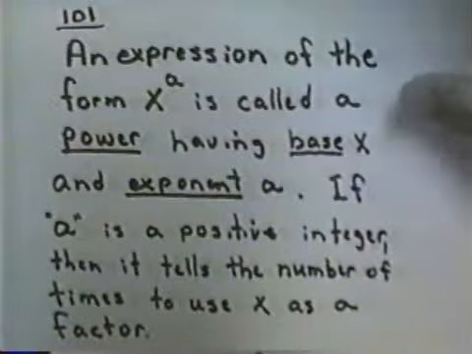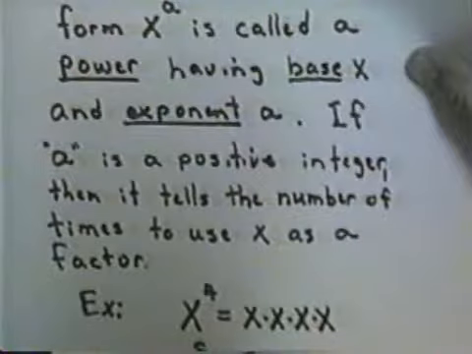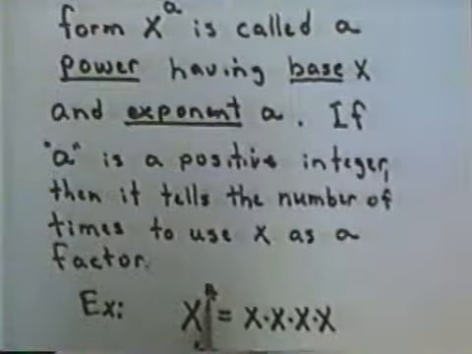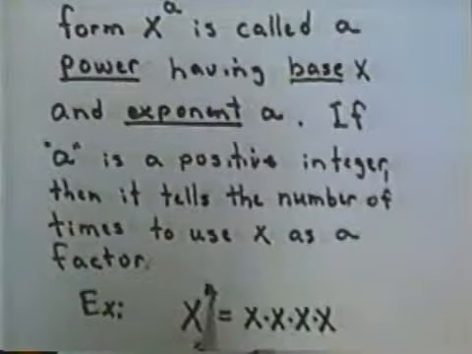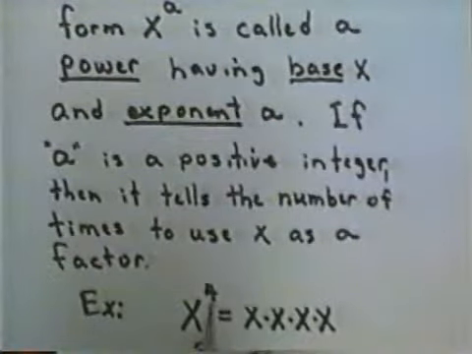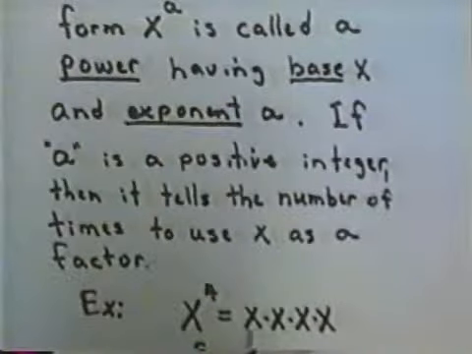Let's look at a couple examples. Let's look at x to the 4th. The base is x, the exponent is 4. The exponent 4 tells me the number of times to use the base x as a factor. So I should use x as a factor 4 times: 1, 2, 3, 4 times. So x to the 4th is x times x times x times x.